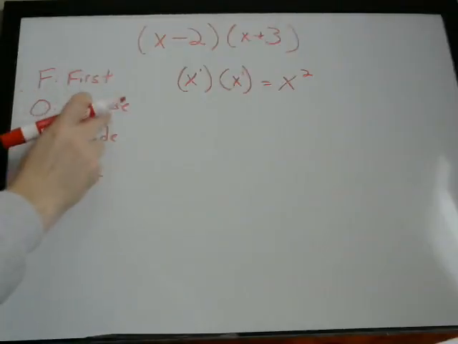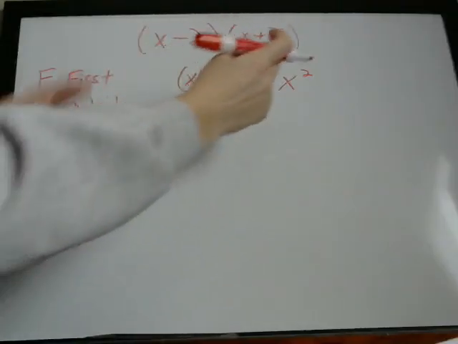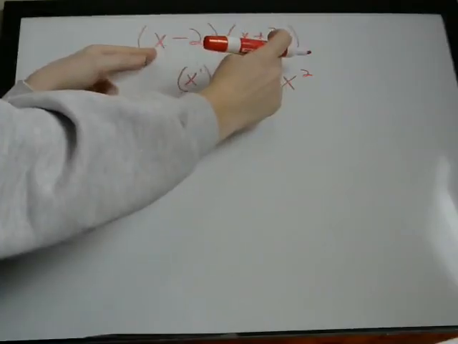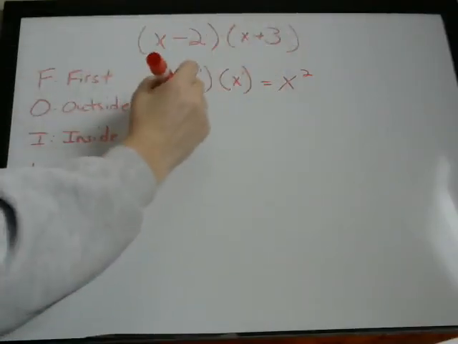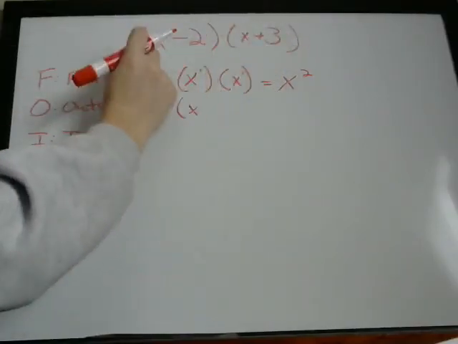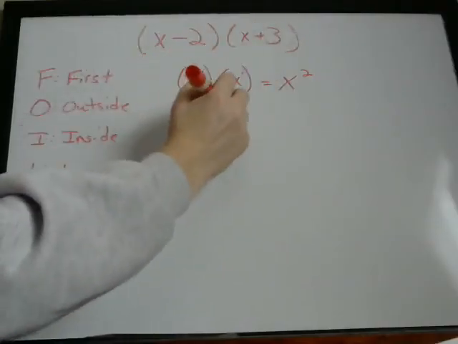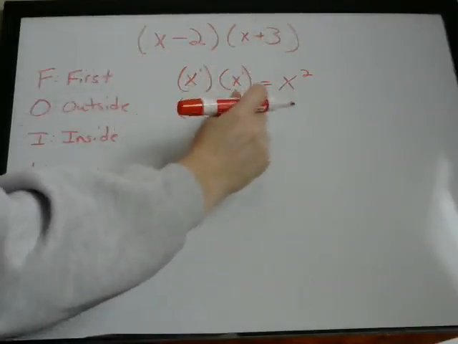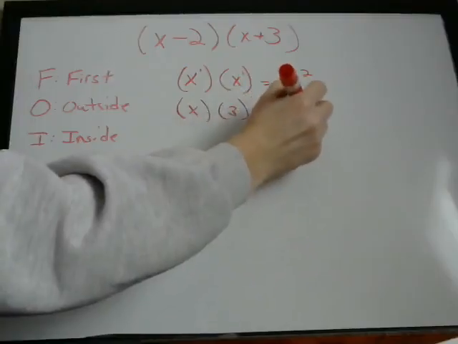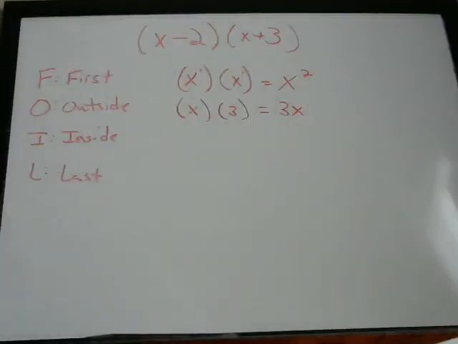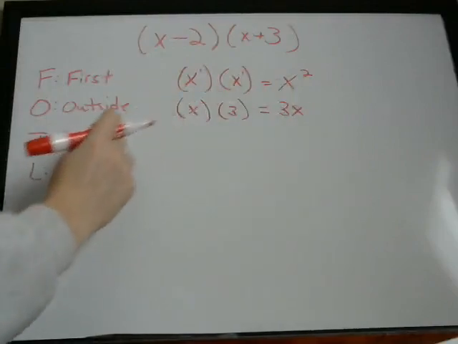Then you take the outside part. So here, when we're talking about these two, they're on the outside of the whole expression. So the outside, we have x, and then on the outside, 3. So what's x times 3? It's just 3x. There's nothing more you can do with it. You just multiply them together, 3x.